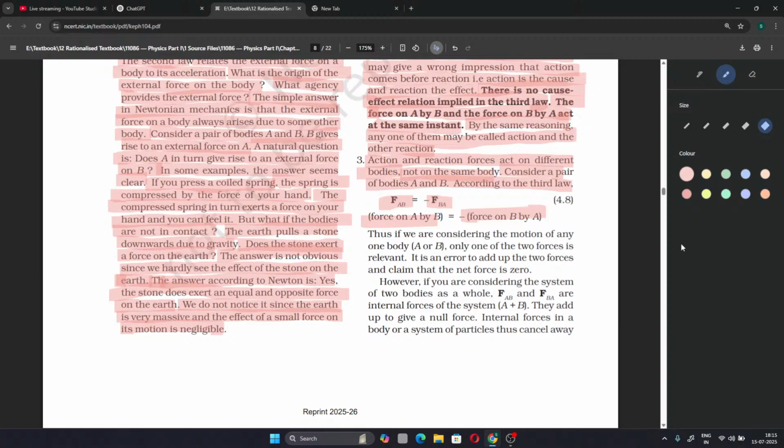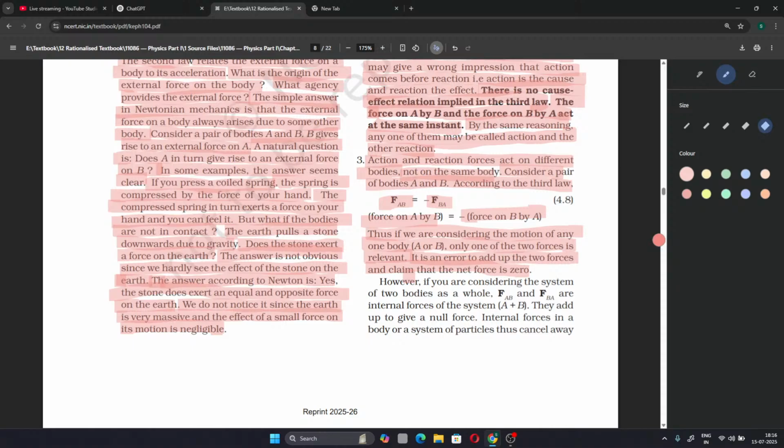When we throw a tennis ball or a cricket ball at a wall or any kind of fence, the action reaction pair is not the ball alone, but the ball as well as the wall. Both are considered as the two bodies here. Thus, if we are considering the motion of any one body, A or B, only one of the two forces is relevant. It is an error to add up the two forces and claim that the net force is 0.